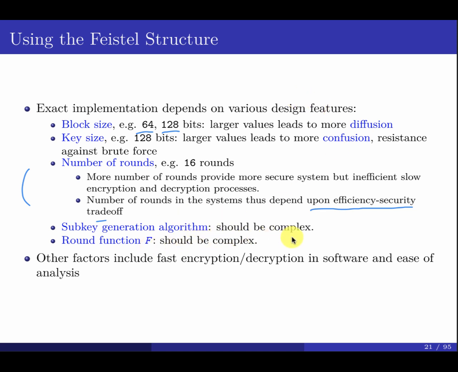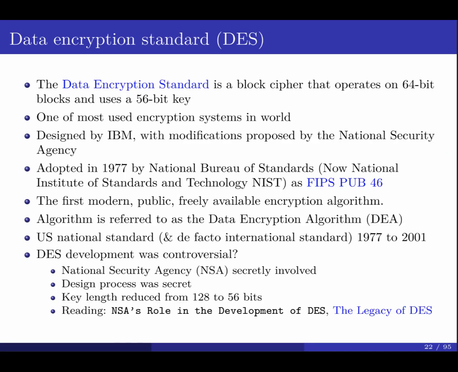The subkey generation algorithm should be complex. When we use a Feistel structure, you could have a complex mechanism to generate the subkeys using only one master key. You also need a round function that is complex, not a simple one, which achieves substitution and permutation. Another factor when implementing using the Feistel structure is that you need fast encryption and decryption, either in software or hardware. Good. Let's take a look now at one example.